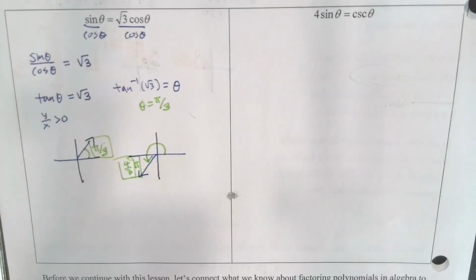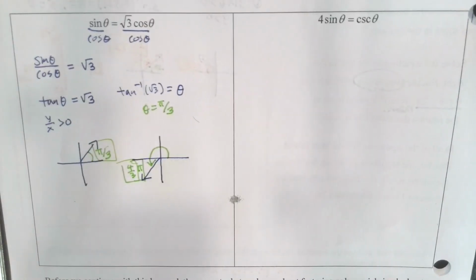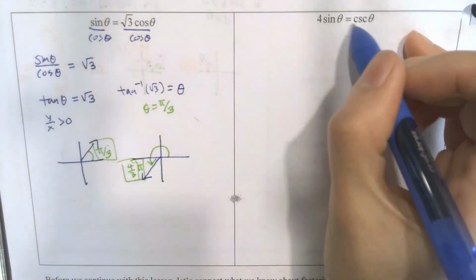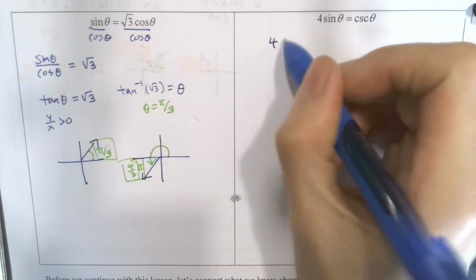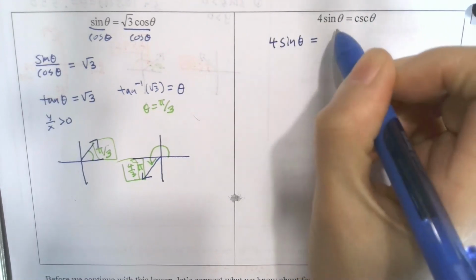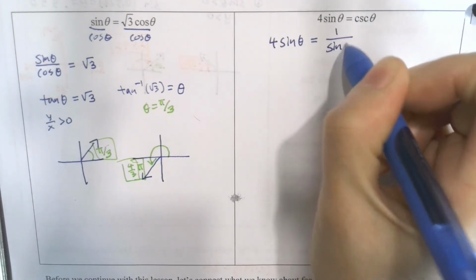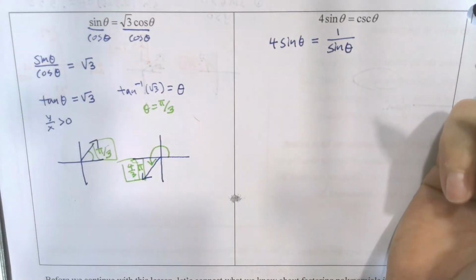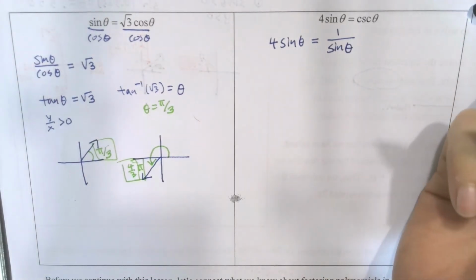4 sine theta equal to cosecant theta. We have two trig ratios, so it's not good. Think about it. What can we do to make it one single trig ratio? I don't really like that cosecant, so let's just rewrite that in terms of sine. So I'm going to write it as 1 over sine theta first. And now let's think.